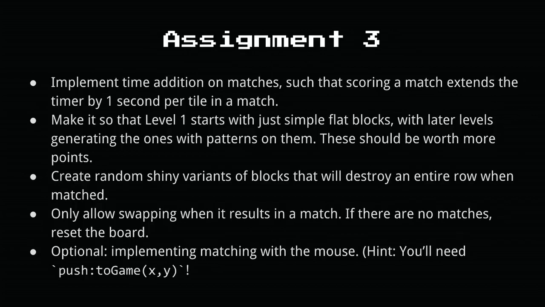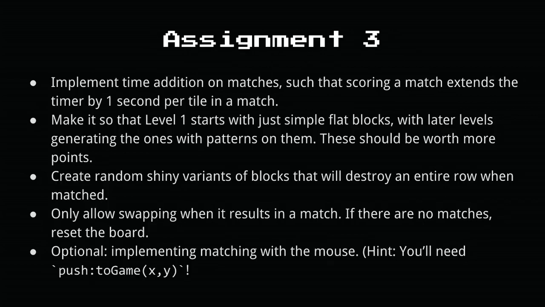Create random shiny variants of blocks that will destroy an entire row when you get a match. So a block should have some field, shiny or something. If it's shiny, render it with something to make it look shiny. You can use a particle effect if you want. You can put a very transparent, maybe yellowish or whitish rectangle on it to give it a sort of brighter look. And then if it's in a match, the entire row should get cleared instead of just that match.